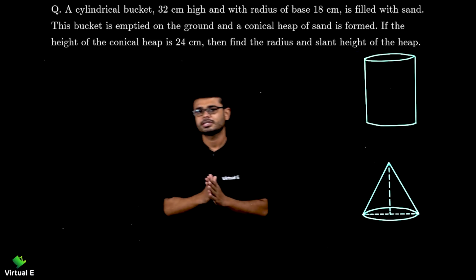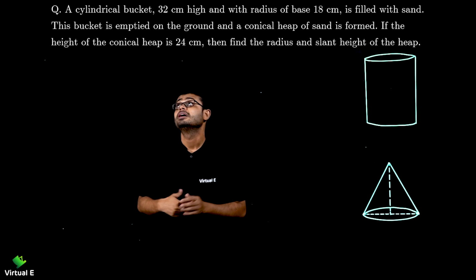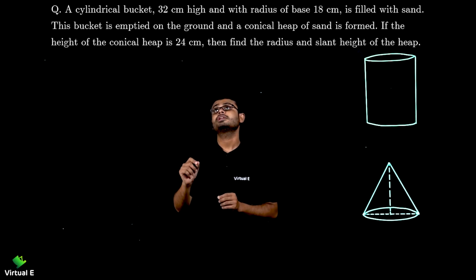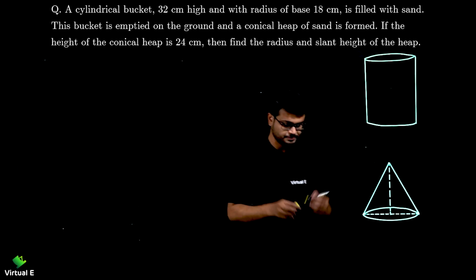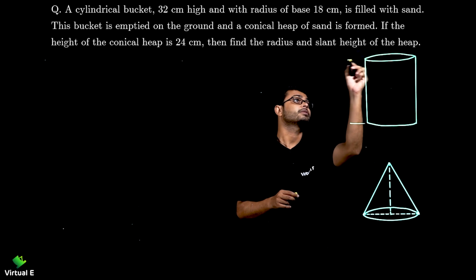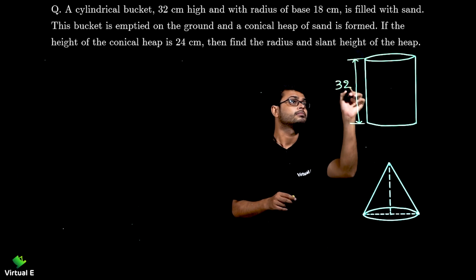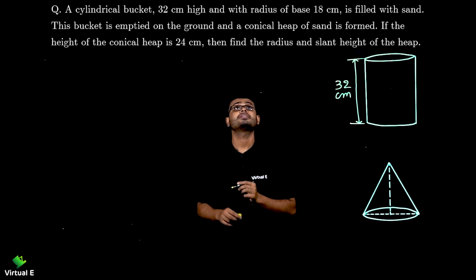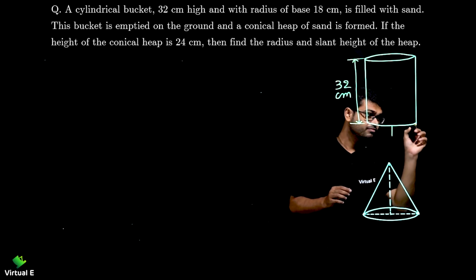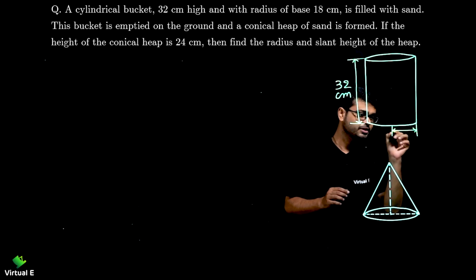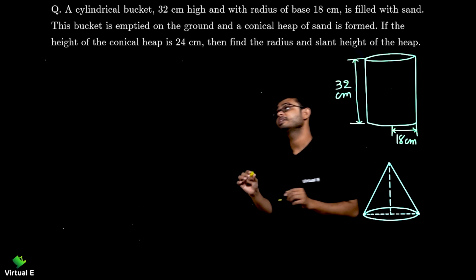Let's start one more question with a cylinder being converted into a cone. Okay, let's read the question. A cylindrical bucket 32 centimeter high, so the height is given as 32 centimeter, and with radius of base as 18 centimeter. Okay, so the radius of base is 18 centimeter, right? Is filled with sand.